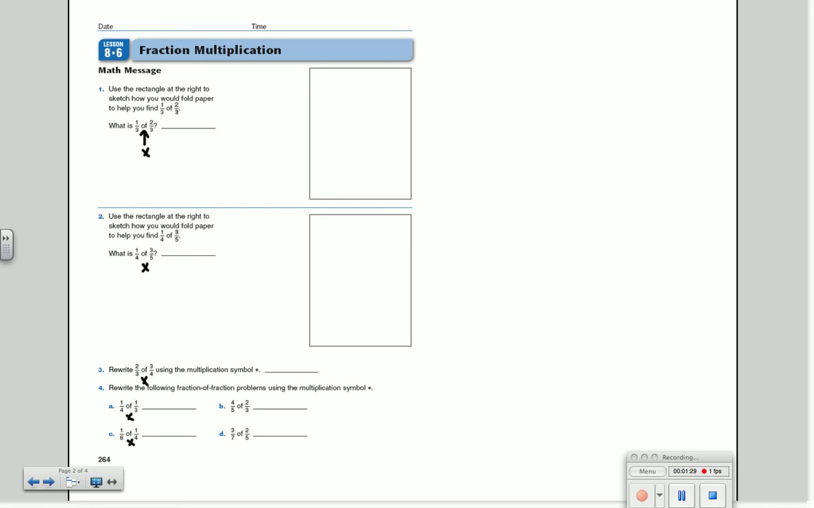Second thing you need to know is how to use the rectangles, because you're going to see this on your study link and I don't want you to be frustrated. So 1/3 of 2/3. First thing I'm going to do is write the number 1/3 out here. And using this piece of paper, I'm going to split it equally into thirds. And you can see I have done a lovely job.